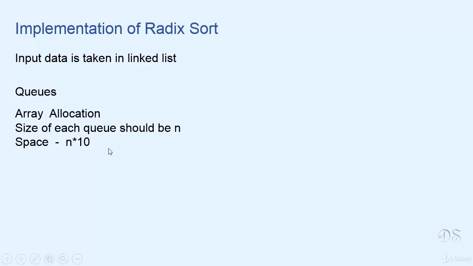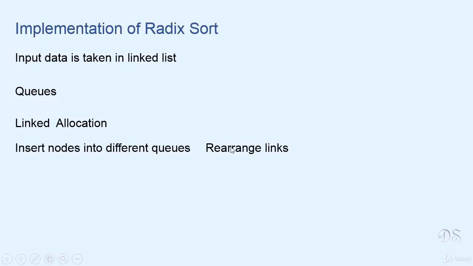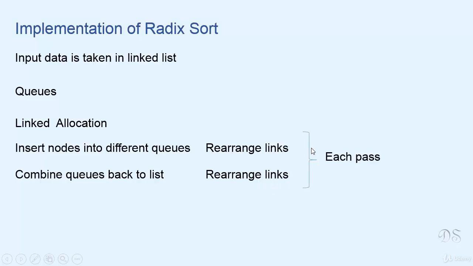This is a lot of space, so it is better to take linked allocation for queues. So our queues will be implemented as linked lists. Now when we take this linked allocation for queues, we can use the same nodes of this linked list for our queues. We don't need to allocate any new nodes. Whenever we have to insert nodes from this linked list into different queues, we just have to rearrange some links. And whenever we have to combine queues back to the linked list, again we have to rearrange some links. And this has to be done in every pass.